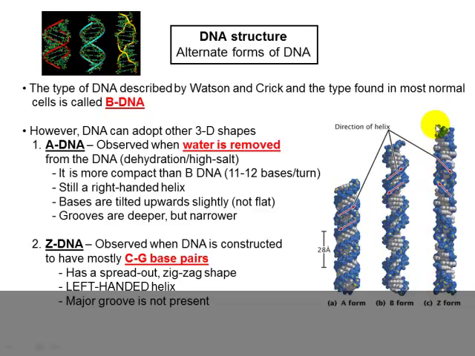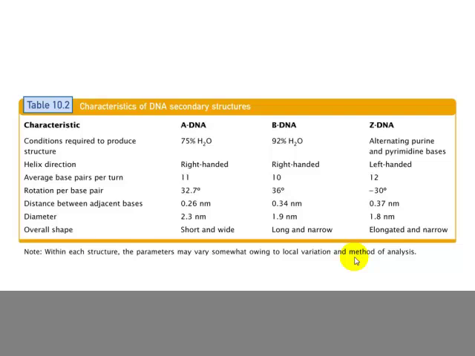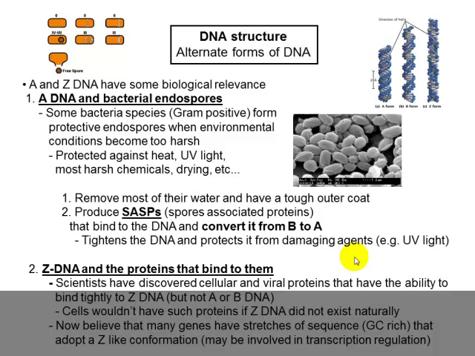Now, in a Z form, you don't have these grooves. See, it looks just like a string here. You don't have those grooves. In the A form, you also have the grooves. They're just compacted. They're smaller. They're dehydrated. Okay, so that's a little summary of what the DNA forms look like.